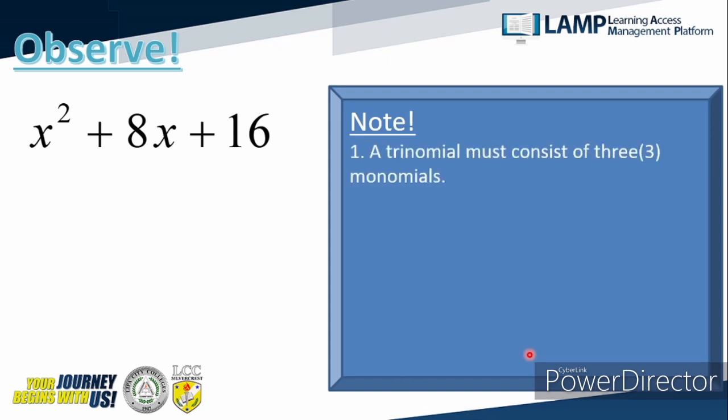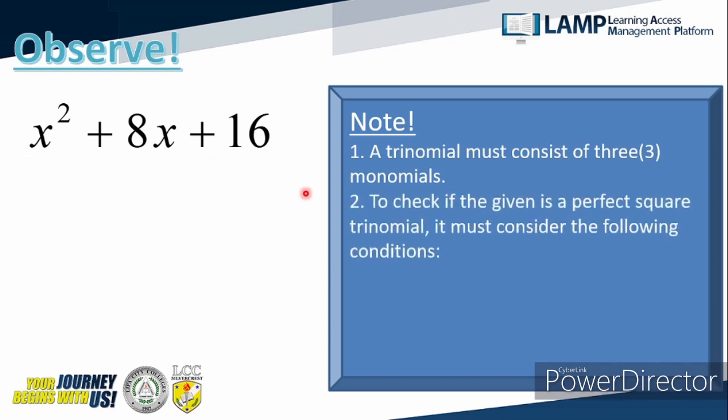Now, first condition, a trinomial must consist of three terms or three monomials. From our example, we have x squared, 8x, and 16. Therefore, we have three terms or three monomials. After that, we need to check if the given is a perfect square trinomial. It must consist of the following conditions.